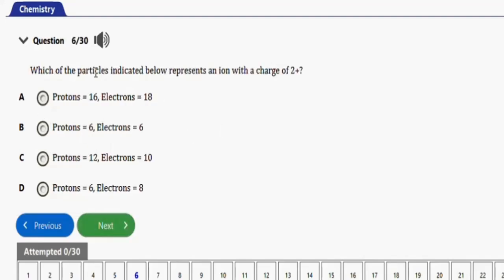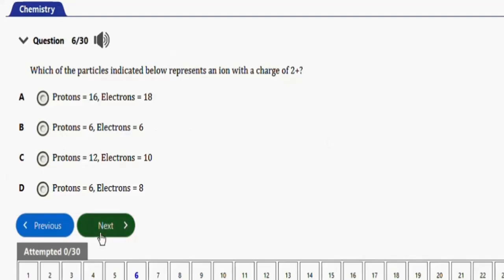It says which of the particles indicated below represents an ion with a charge of 2 plus? The right option here will be option C, which is proton number being 12, electron number being 10. This is magnesium. Magnesium has a charge of +2, and magnesium has an atomic number, proton number, of 12. So this question is very easy. Option C, the right option.